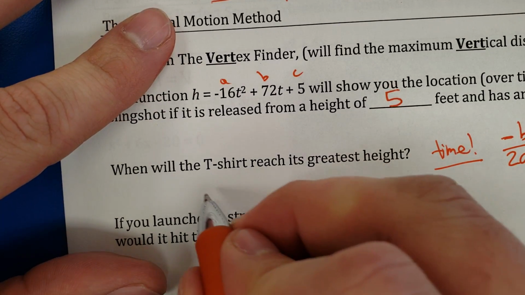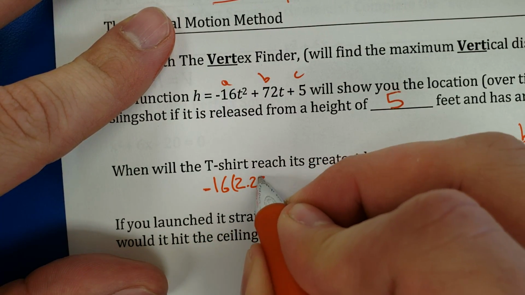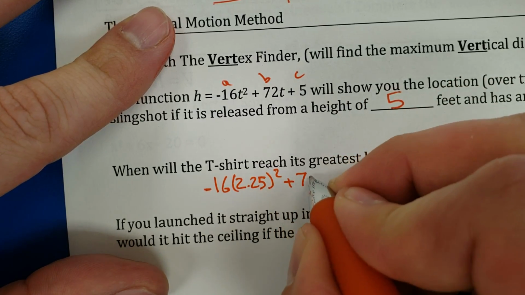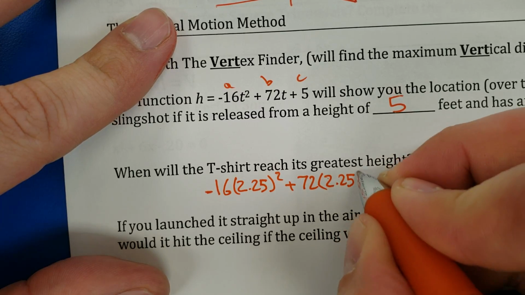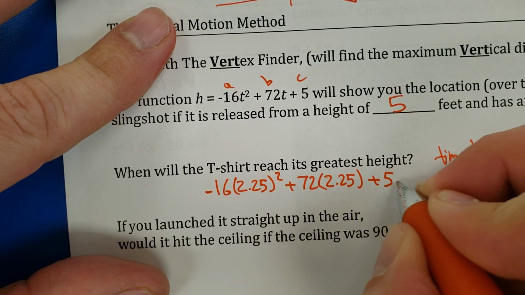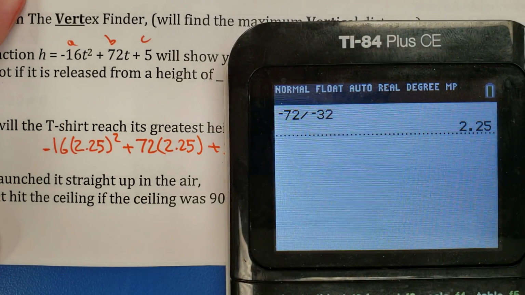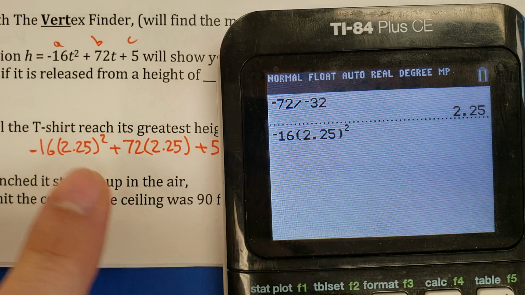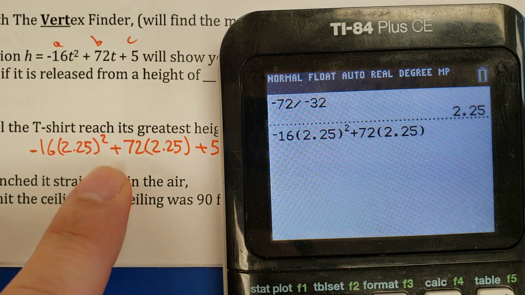I'm going to write it out really quick. Negative 16 times 2.25 squared. Get used to decimals, friends. It's going to happen. Either you can complain about it or you can just type it in your calculator. It's not that big of a deal, only if you make it a big deal. So find the seconds, plug it back in. Oh my goodness, he wrote it out and he's going to calculate it? He's a madman. Not really. Take your time, type it out carefully. Plus 72 times 2.25.